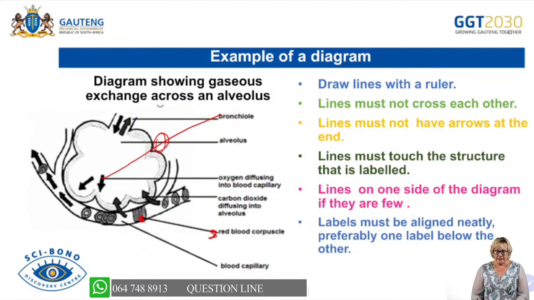No arrows. Lines must touch the structure that is labeled. Yes. So let's say you want to say this is a red blood cell, then you must draw from there. You can't start here where it's not touching anything. So it must touch. Put lines on one side of the diagram if they are few, otherwise you go right and you go left. Labels must be aligned neatly, preferably one label below the other. All right, so make it neat.